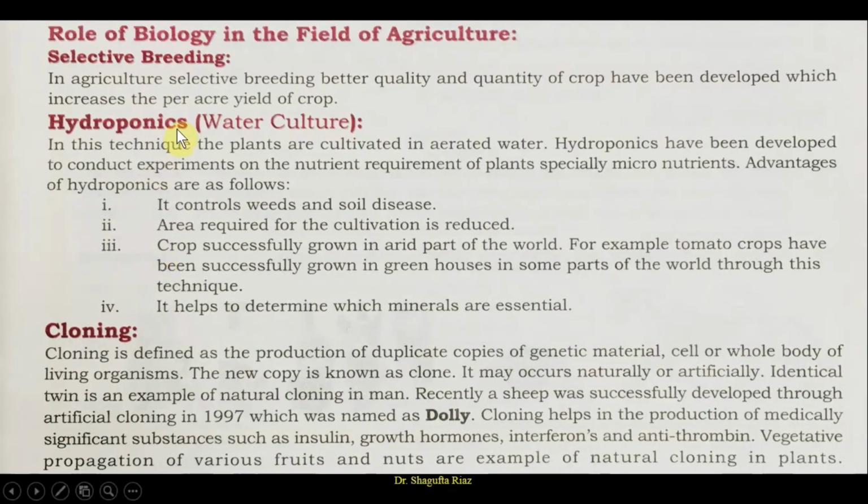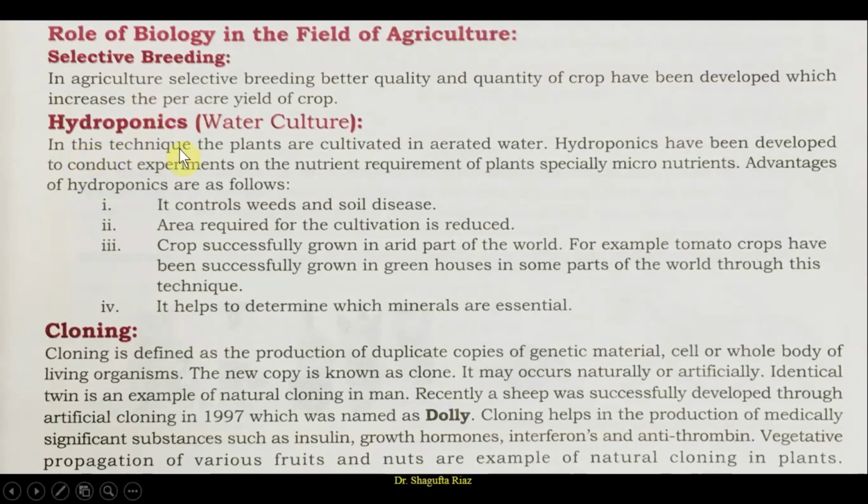There is another very important role of biology, which is in the field of agriculture. How? Through selective breeding, which is very important. This selective breeding helps in getting better quality and quantity of the crop, as well as it increases the per acre yield of crop.